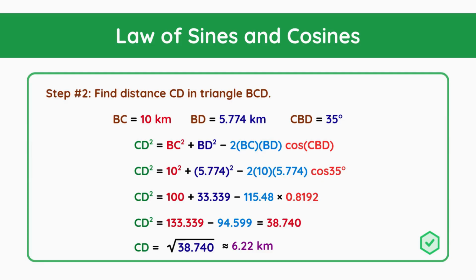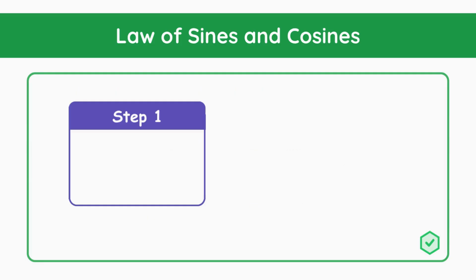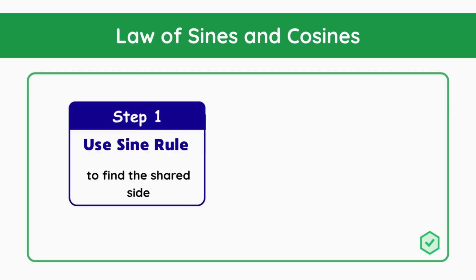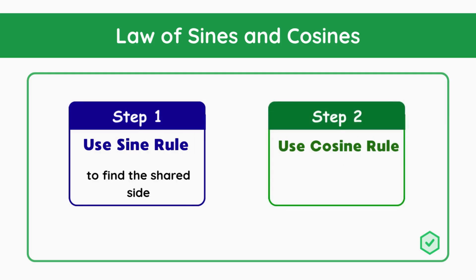By breaking the problem down into two steps, first using the sine rule to find the shared side and then using the cosine rule for the final distance, we solved a multi-step exam problem cleanly and accurately.